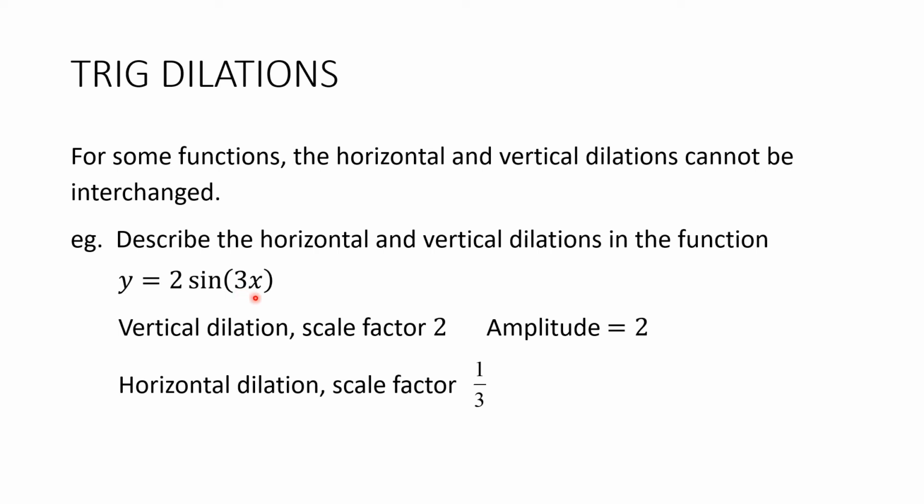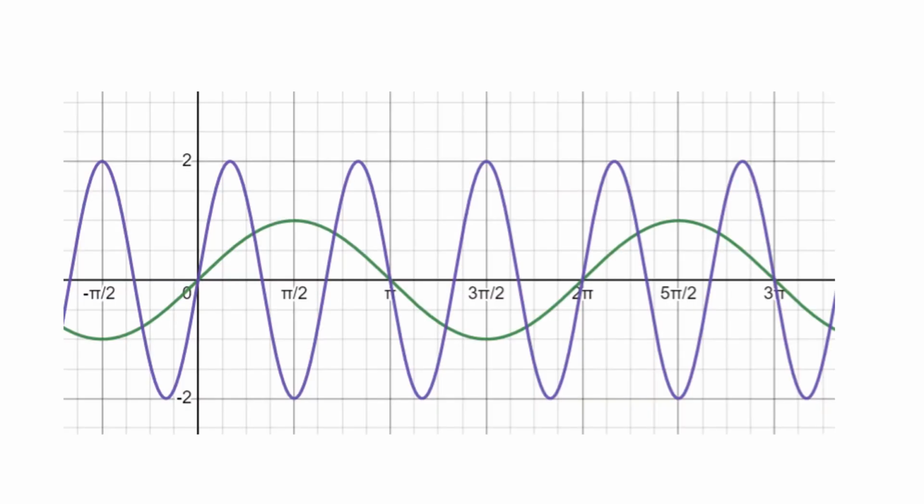Now what about this? What does that 3 do? It compresses it, doesn't it? It makes sine x go 3 times as fast. So it compresses it horizontally, and there's your third. There's a horizontal dilation there, scale factor 1/3. This, of course, affects the period. And there's our graph there. So the green one there is the normal sine curve. You can see we've stretched it out vertically and compressed it horizontally.